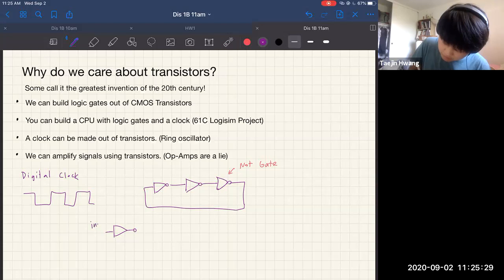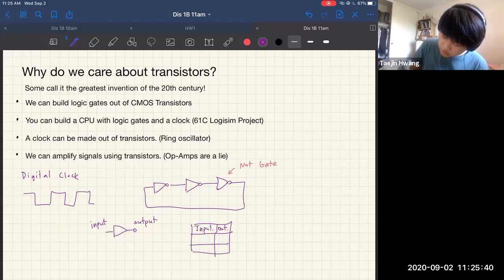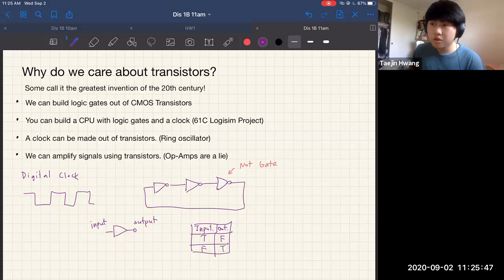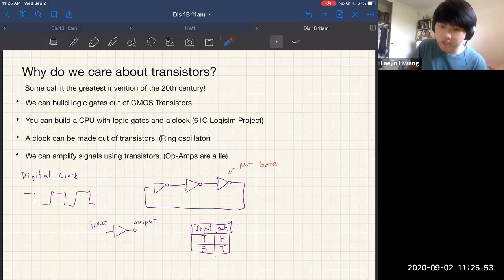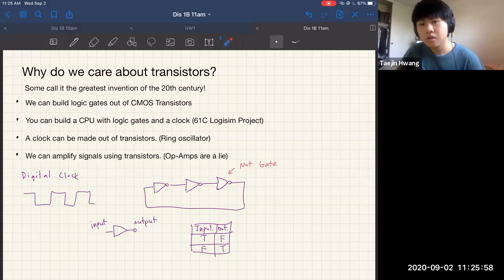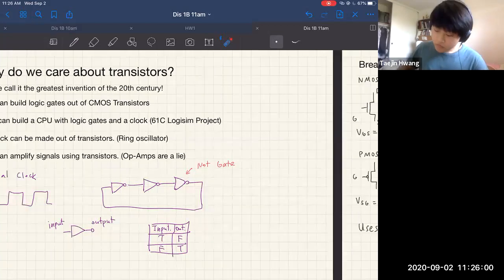You have some input and you have some output. And I think the easiest way to understand this is through a truth table, where if you input a true, it's going to negate that true and output a false. If you input a false, it's going to negate that and output a true. And what I was trying to say here is if you switch from true to false through this NOT gate, there's some delay in the transistor that we're going to talk about in Tuesday's lecture, I believe. Okay, cool. Thank you.